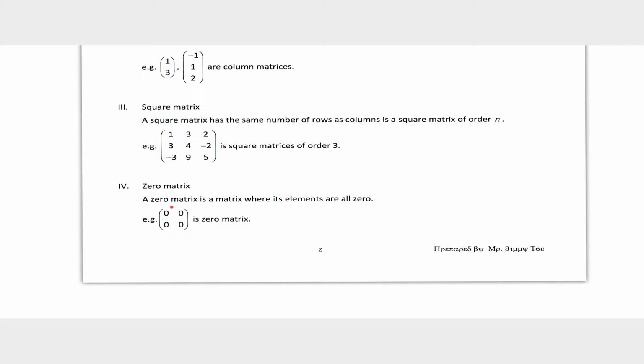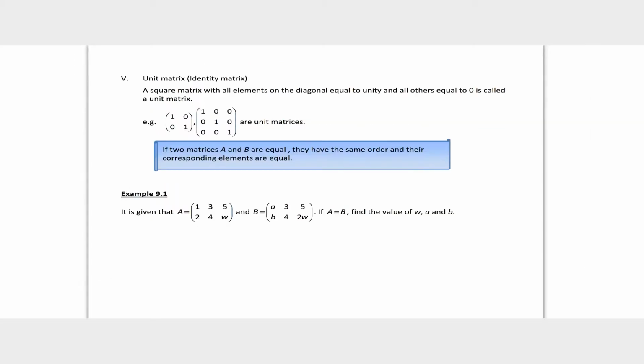And one more special matrix you need to remember, which is called the unit matrix or identity matrix. All the elements on the diagonal are equal to 1 and the others are equal to 0. This is a unit matrix, or identity matrix.